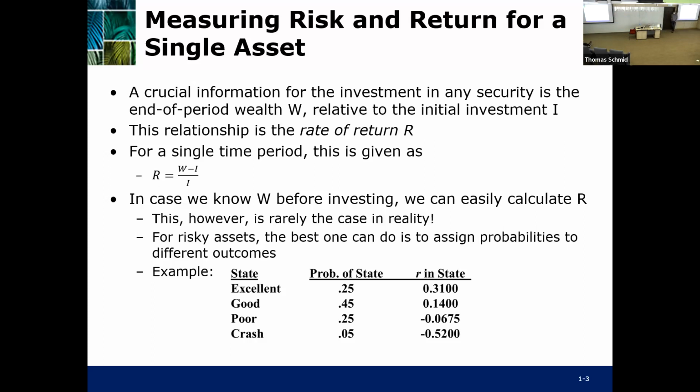In reality, of course, we actually never know W. W is unknown, there is uncertainty. So we don't know what the end of period W will be. Now we have to find a way to deal with this uncertainty. How can we deal with that?